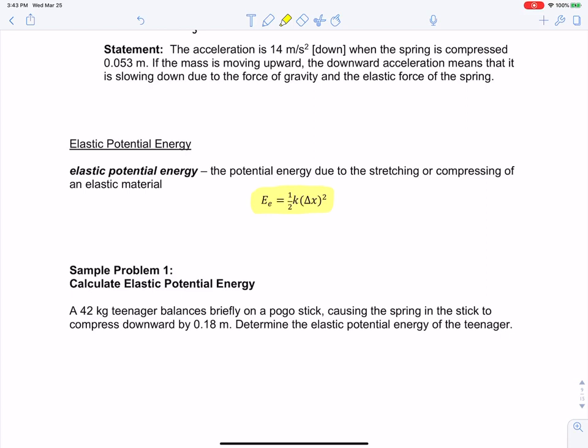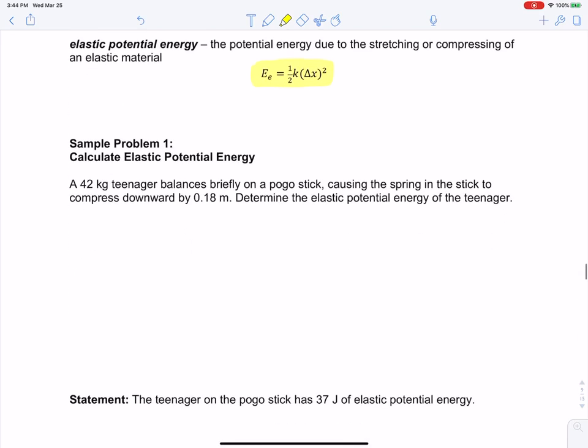If you notice, this equation looks similar to the equation for kinetic energy. There are relationships between all of these concepts, so it is not surprising that it'll take a very similar format. Let's do an example that tests this out. A 42 kilogram teenager balances briefly on a pogo stick, causing the spring in the stick to compress downward by 0.18 meters. Determine the elastic potential energy of the teenager.